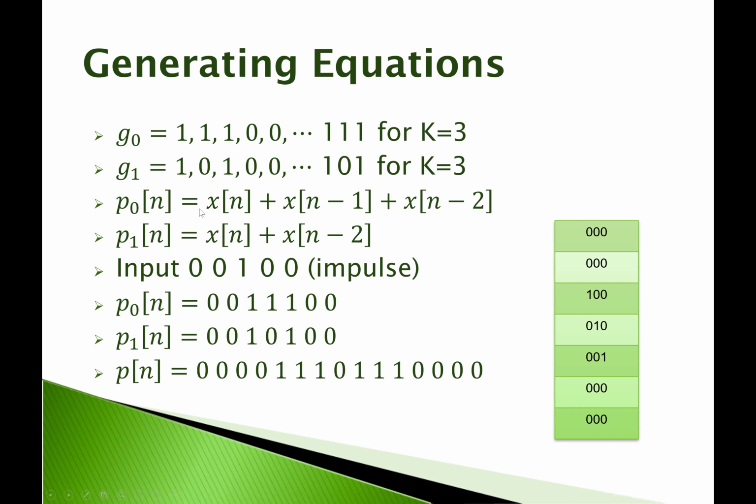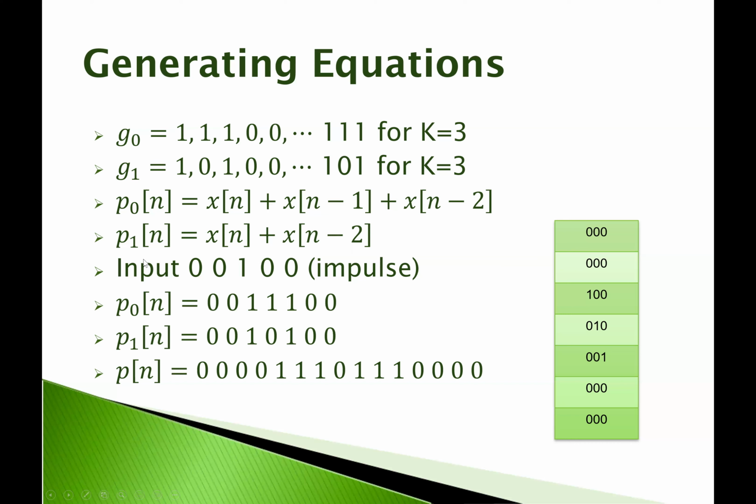It's a little bit easier to see here if we expand this now. So for p0, this g0 produces x_n plus x_{n-1} plus x_{n-2}. And p1 is now going to be x_n, the present value, plus x_{n-2}. And this is all, of course, modulo 2 addition.